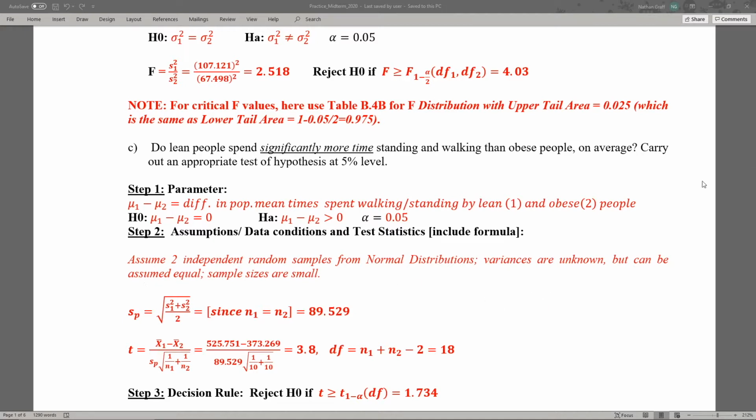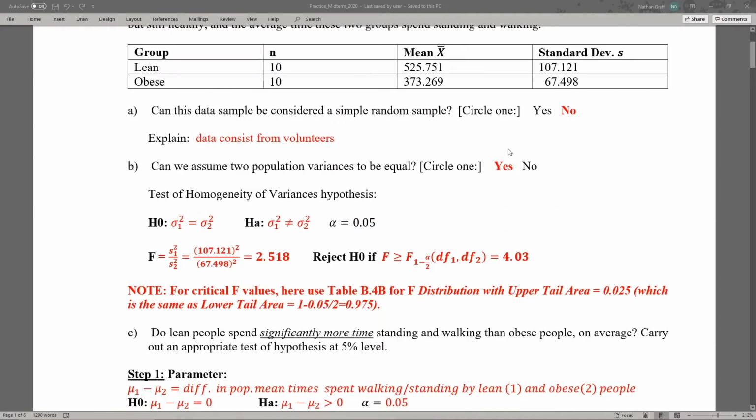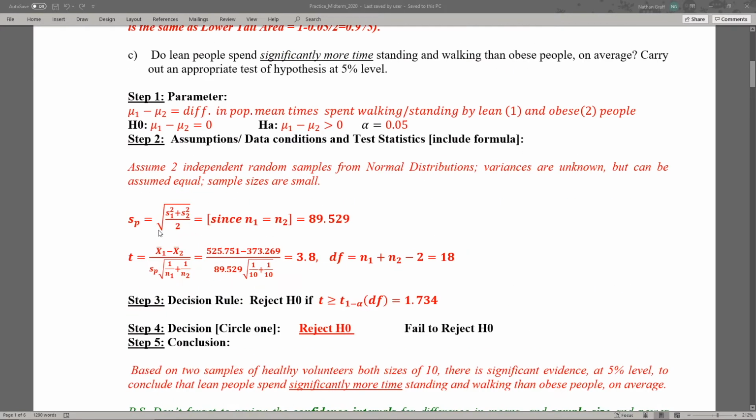Next, we compute our test statistic. To start, we must calculate our pooled variance. Since the sample size of both groups are equal, the pooled variance is calculated by taking the sum of the sample variances, then dividing by 2, all under the square root. That results in a value of 89.529. With that, we can calculate our test statistic.